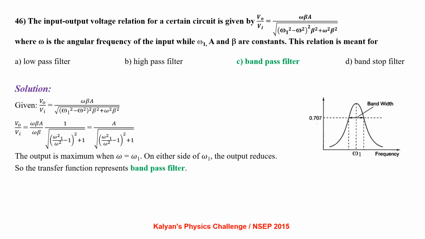Given V0 by Vin equal to omega beta A by root of (omega 1 square minus omega square) whole square beta square plus omega square beta square, which can be written as V0 by Vin equal to omega beta A by omega beta of 1 by root of (omega 1 square by omega square minus 1) whole square plus 1, that is A by root of (omega 1 square by omega square minus 1) whole square plus 1. From the expression we can see the output is maximum when omega equal to omega 1. On either side of omega 1 the output reduces, so the transfer function represents a band pass filter.